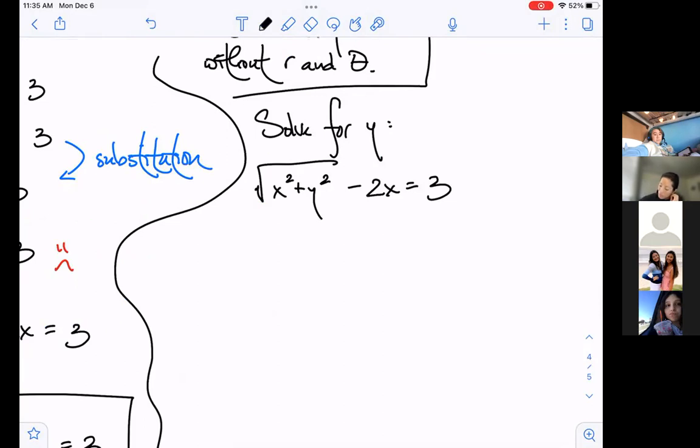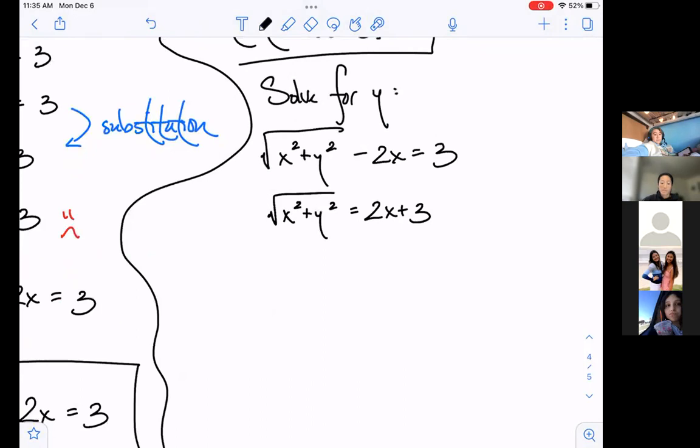Plus the 2x, I buy that. x squared plus y squared equals 2x plus 3. Wonderful. All right, what next? Okay, so if I square both sides, what do I get on the left-hand side? Great. What do I get on the right-hand side?